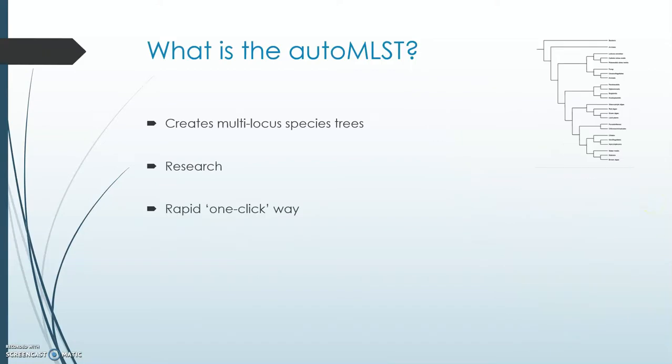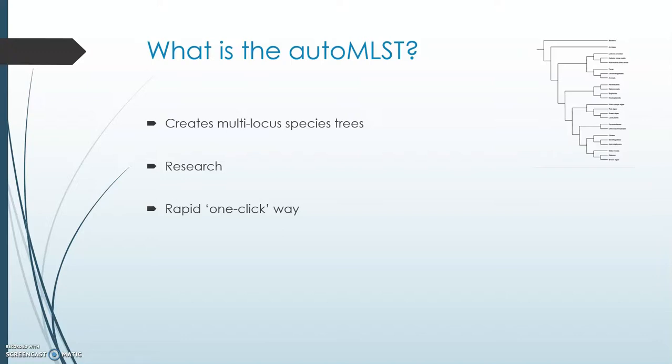So what is the AutoMLST? AutoMLST is a tool that creates a multi-locus species tree. These trees are used for the understanding of evolutionary backgrounds of bacterial isolates, which have a lot of applications for research. Currently, there are a lot of genomic data that can be used to yield accurate species designation via modern phylogenetic methods at multiple genetic loci.